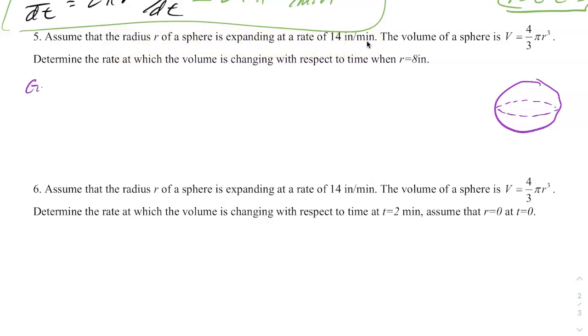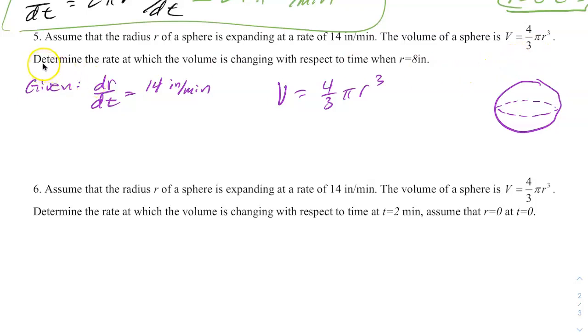So we're given that the radius is expanding at a rate, so dr/dt. You can tell if it's a rate, right? It's not just r equals 3, it's a rate of 14 inches per minute. So dr/dt equals 14 inches per minute. The volume of the sphere, so that's helpful, we need that. So volume equals 4/3 pi r cubed. It's good for our relation.